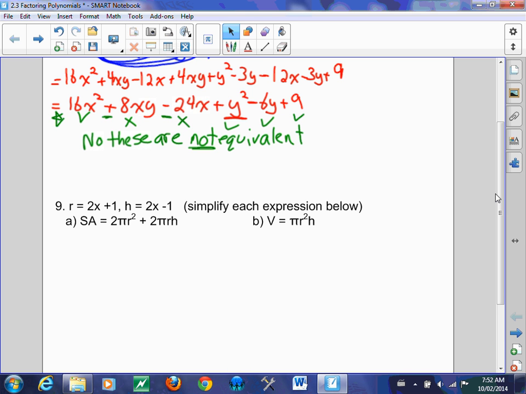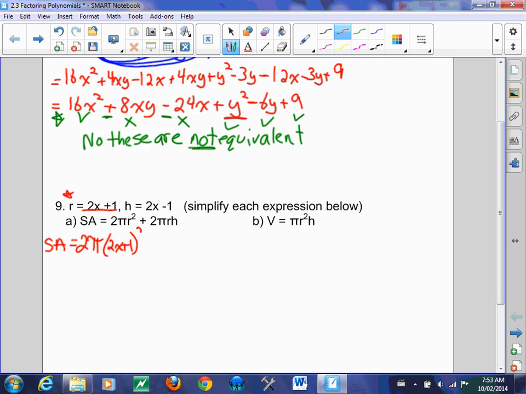All right, number 9, it said to simplify each expression below. Okay, so we're taking a look at surface area, and in this case we just have a complex situation. In the past you've had R being a complete value like 5 centimeters, but now we're letting it represent an algebraic expression. So to do surface area, I'm going to do my substitution first, so it's going to be 2 pi times 2x plus 1 squared, plus 2 pi times R, which is 2x plus 1, times my height, which is 2x minus 1.